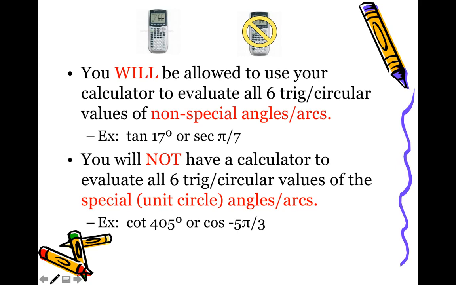So like 405 or 5 pi over 3, you want to think about what is the reference angle for that, and then which quadrant does it fall in.